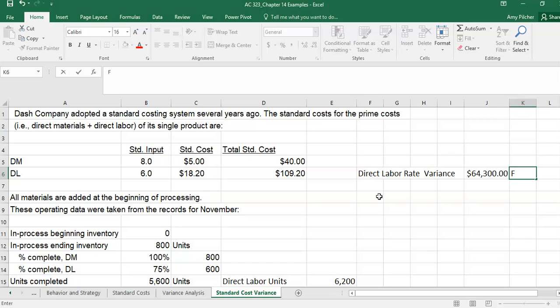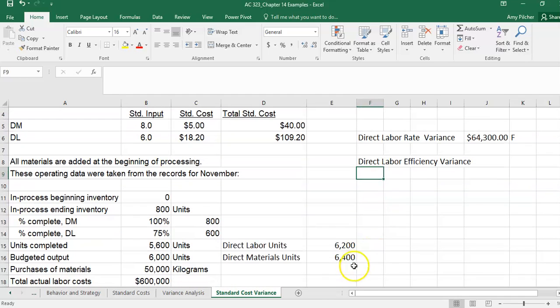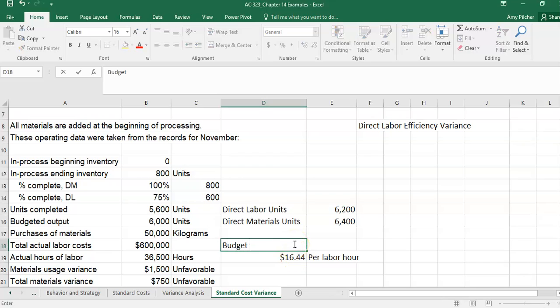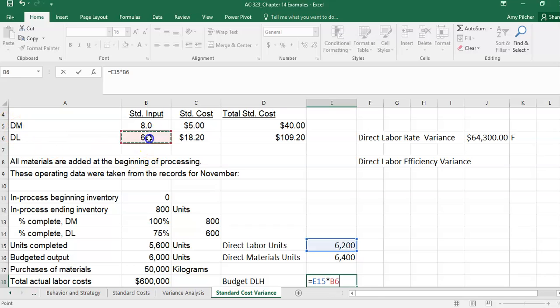The next thing that we need to look at is what is our direct labor efficiency variance. So the direct labor efficiency variance is the difference between the actual hours we used and the quantity of hours we budgeted for the production. So what we have is that we had direct labor units of 6,200. We have a standard input of 6 hours per unit. So our direct labor standard hours, or our budgeted direct labor hours, would be the 6,200 times 6 hours per unit.